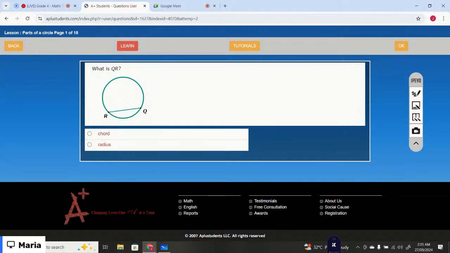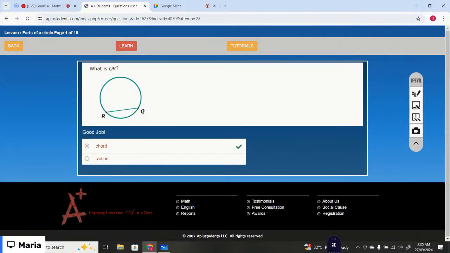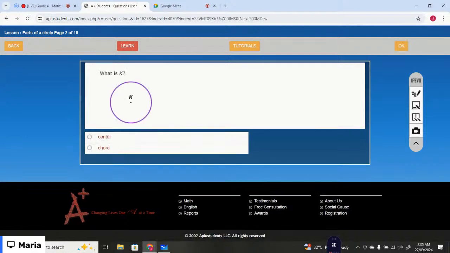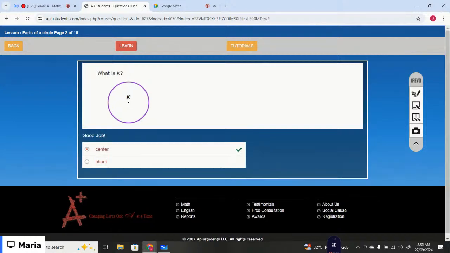The correct option is that is the line that touches the circle at 2 points but not passing through the center of the circle. So that is the chord. Option number 1 is the correct option, right? Chord it is. Okay, what is K? K is the center of the circle, right? Option number 1 is the correct option. K is the center.